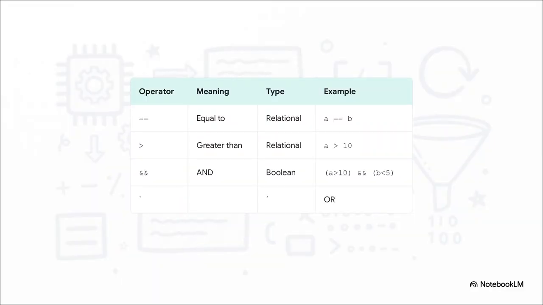You've got your relational operators, things like is equal to or is greater than, that compare two values. And then you have the really powerful ones, the Boolean operators like and or. These let you chain multiple questions together to ask really complex things like, hey, is A greater than 10 and is B less than 5? This is how you start to build some real intelligence into your programs.